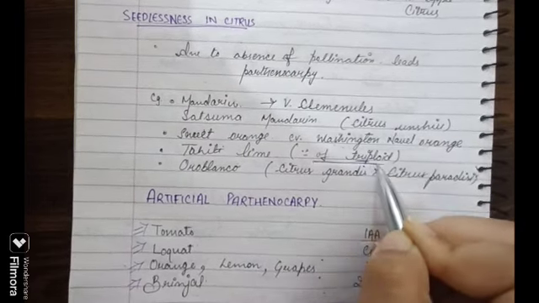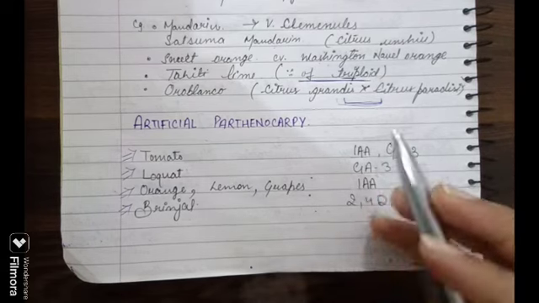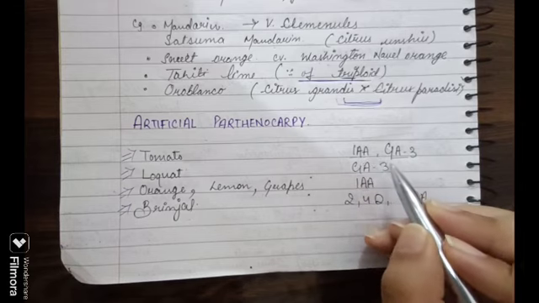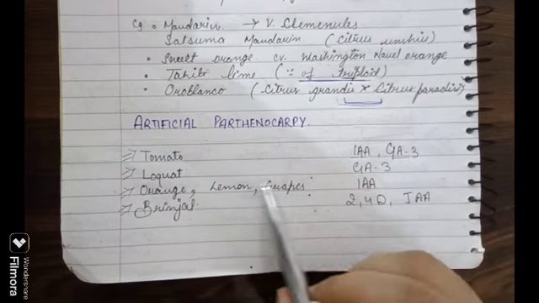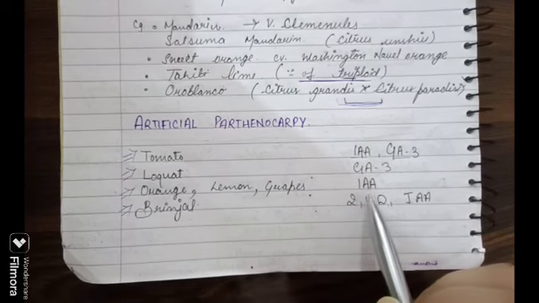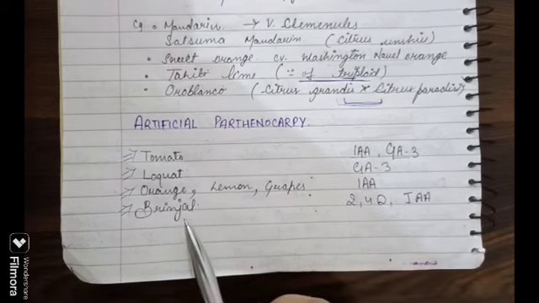After natural parthenocarpy, there is artificial or stimulated parthenocarpy. In tomato, it occurs due to induction of IAA and GA3. In locust, GA3. Orange, lime, and grapes are induced with IAA, and brinjal is induced with 2,4-D and IAA.